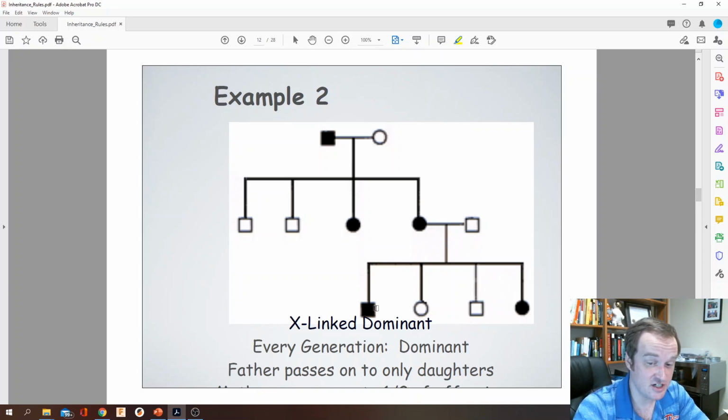It's in every generation. It doesn't skip a generation, so we know it's not recessive. And fathers only pass it to daughters, and then the mother passes it to 50% of their sons, right? Passes it to 50% of their daughters.